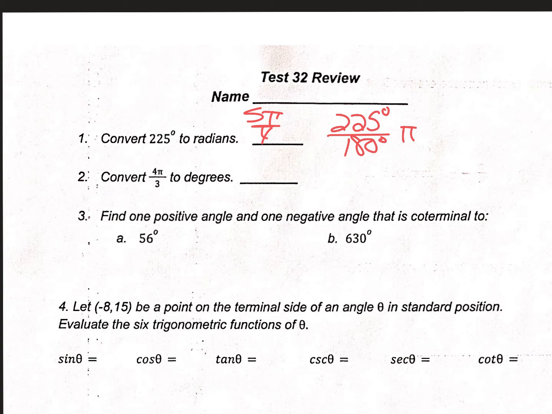Number 2, convert it to degrees. Remember, pi is really 180 degrees, so you just plug the 180 in where the pi is, like that, and punch that in your calculator. You should get 240 degrees.